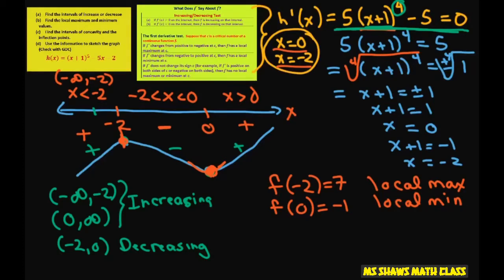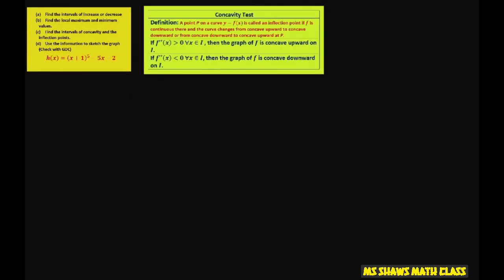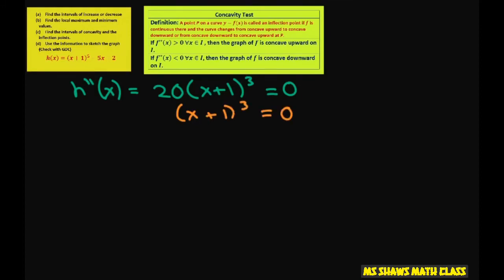And now what we want to do is take the second derivative of this, h double prime of x. That's going to give you 20 times x plus 1 cubed. Then we're going to set that to 0. So I'm going to write that on here. We have h double prime of x equals 20 times x plus 1 cubed. Set that to 0. Divide both sides by 20. You're going to get 0. So that's just going to be x plus 1 cubed equals 0. Cube root both sides. So you get x plus 1 equals 0. So x equals negative 1.